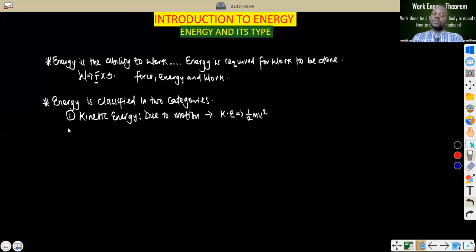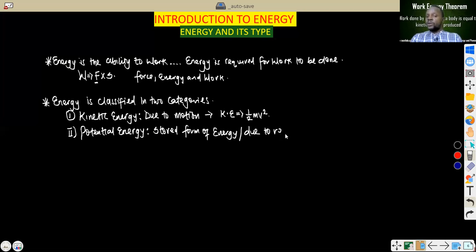Another type of energy we might have come across is potential energy, which is the second type of energy. About potential energy, we can say this is a stored form of energy. Basically, in junior class, it is the energy due to position or rest. In junior classes, we denote potential energy by U, given as m g h.